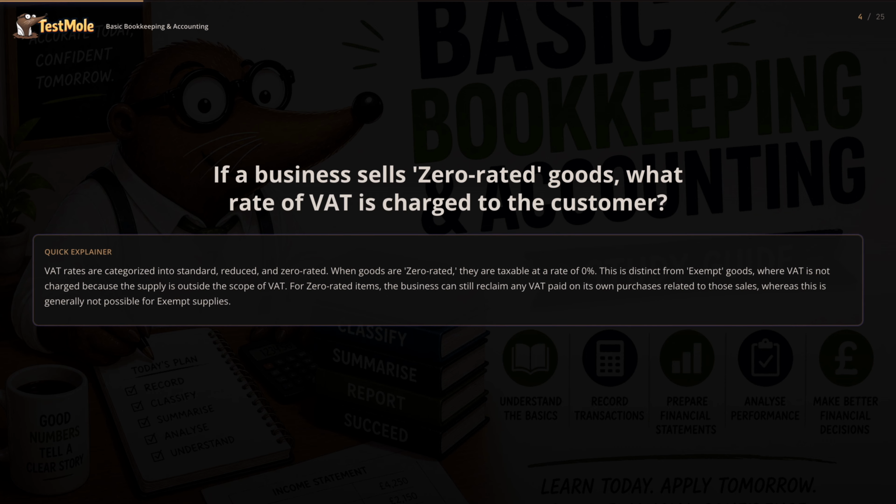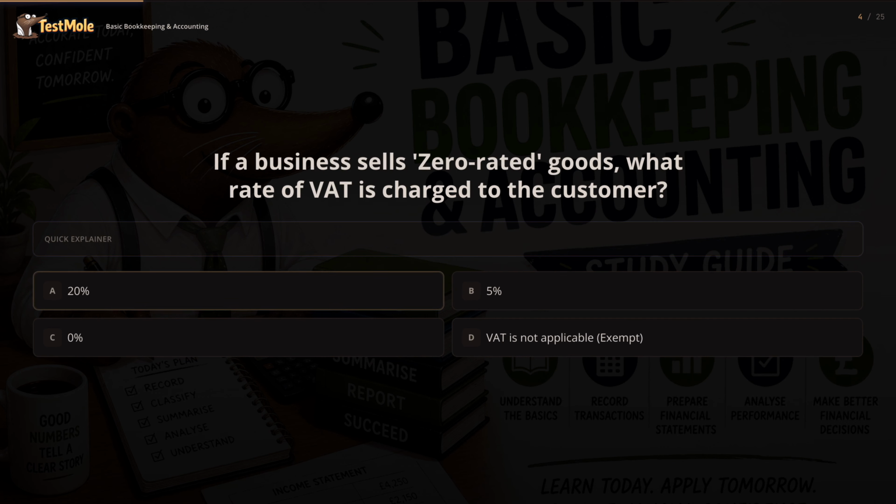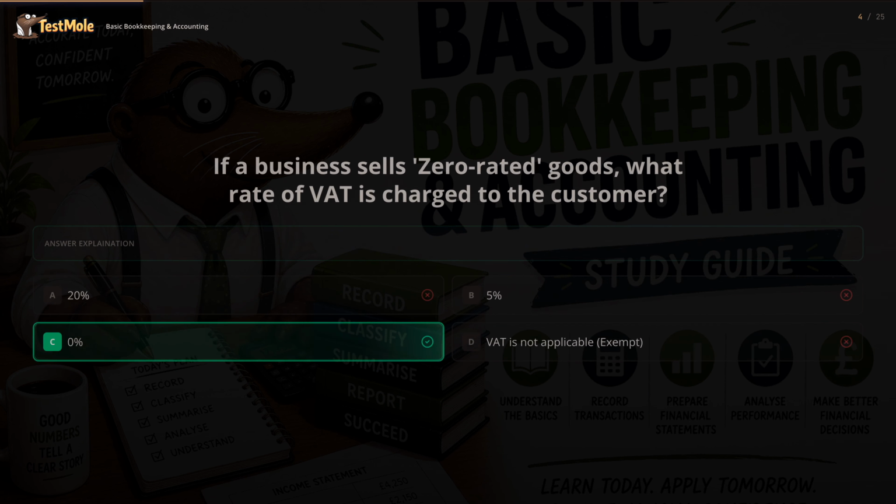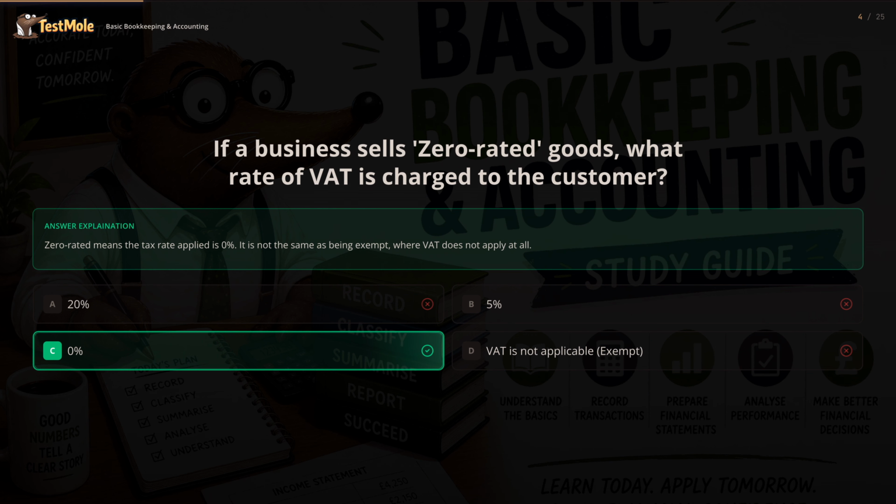For zero-rated items, the business can still reclaim any VAT paid on its own purchases related to those sales, whereas this is generally not possible for exempt supplies. Let's review the options. A. 20%. B. 5%. C. 0%. D. VAT is not applicable, exempt. The answer is C. Zero-rated means the tax rate applied is 0%. It is not the same as being exempt, where VAT does not apply at all.